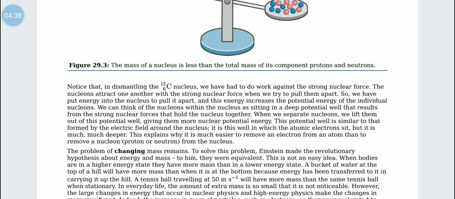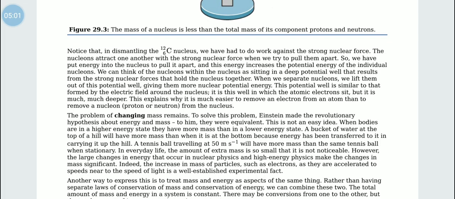Now when you take the electrons, it is really easy to remove them, because they don't have that much of a potential when compared to nucleons. It is easier to remove an electron than to remove a proton or a neutron from the nucleus. So that is with regards to the energy. However, the mass change is still the same.